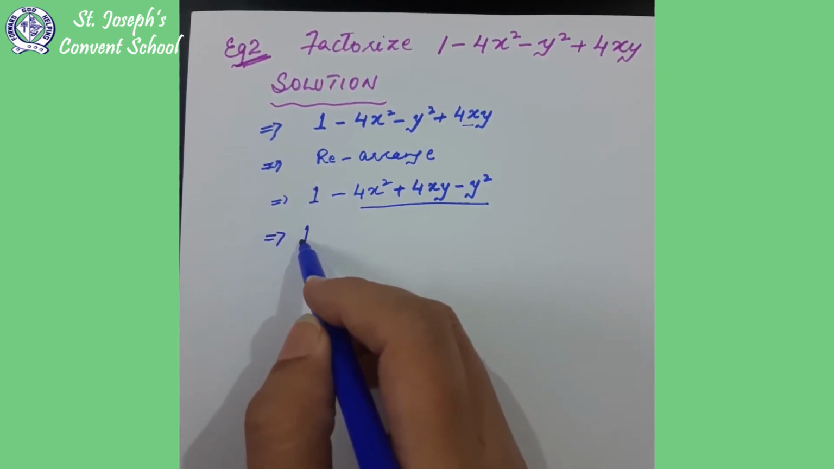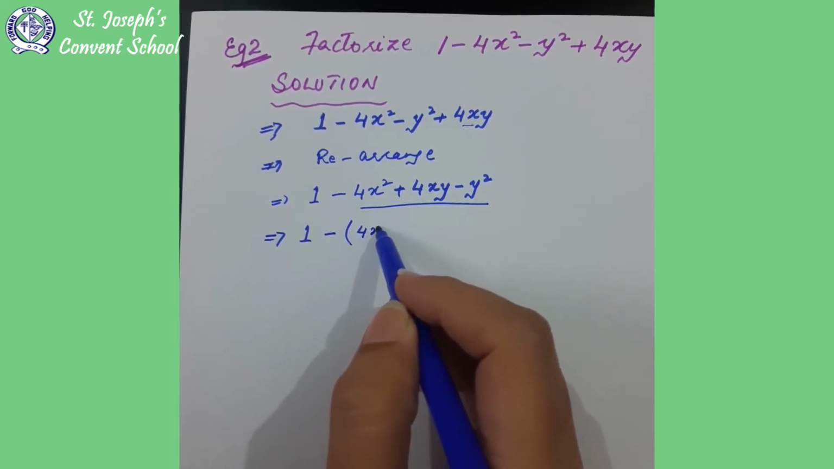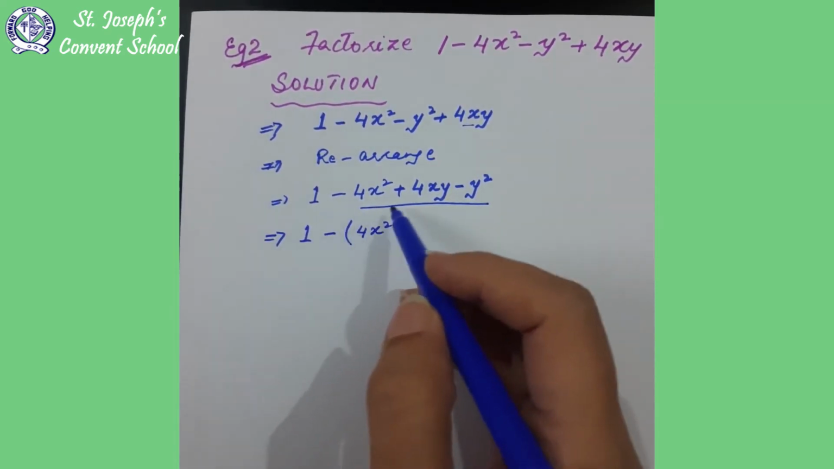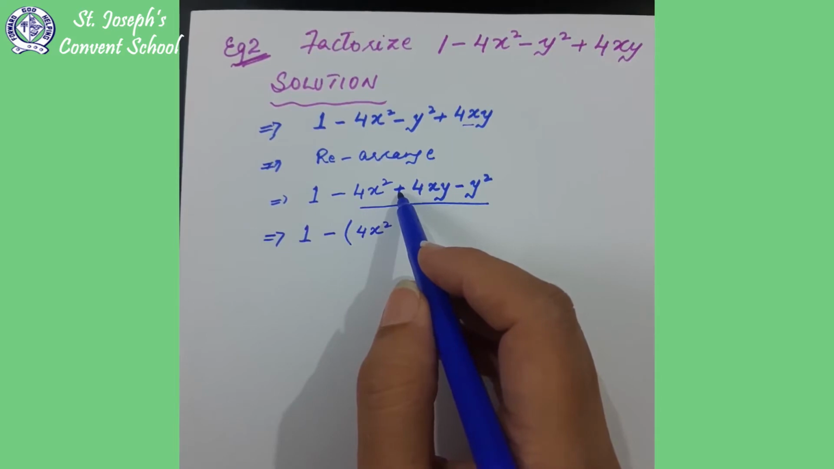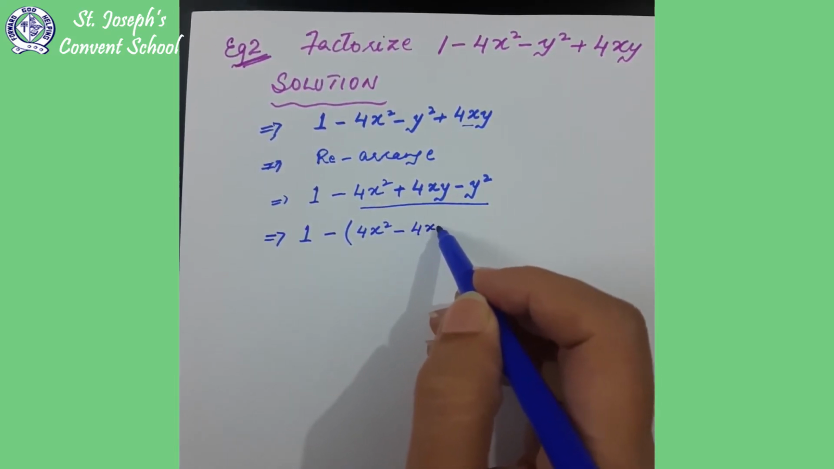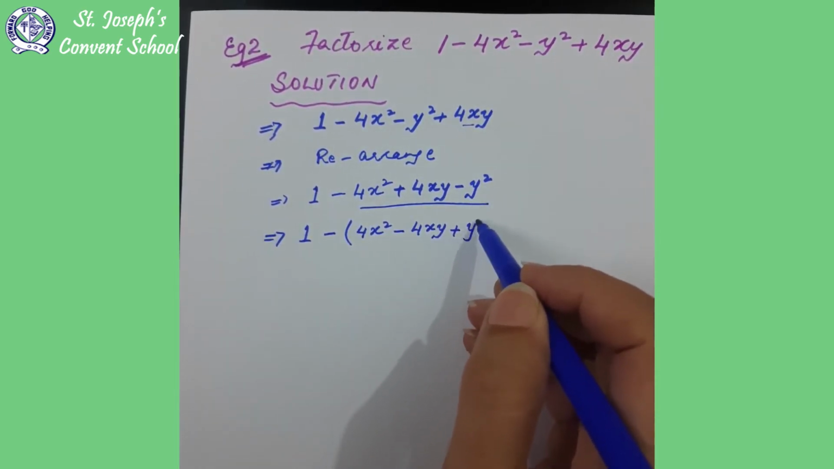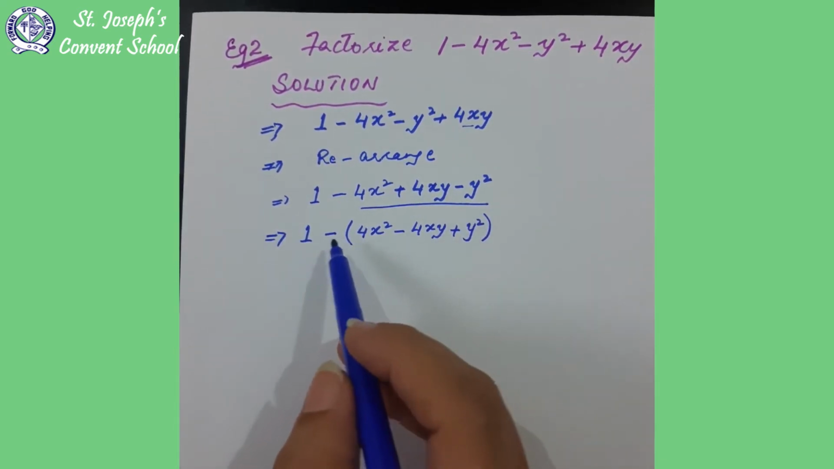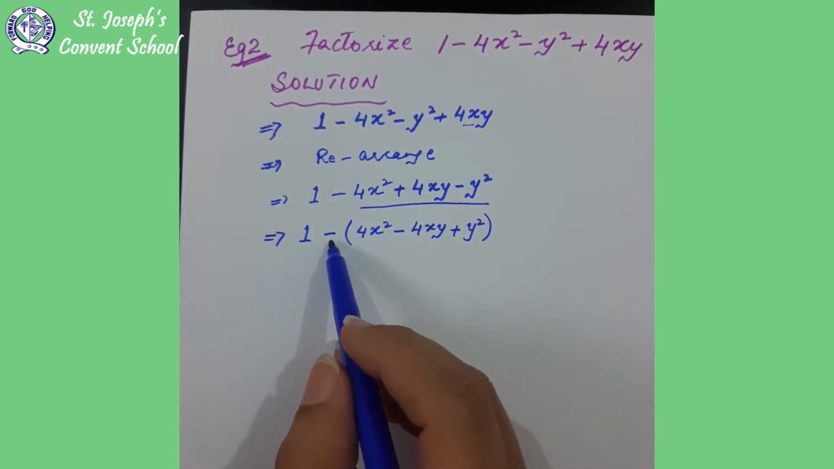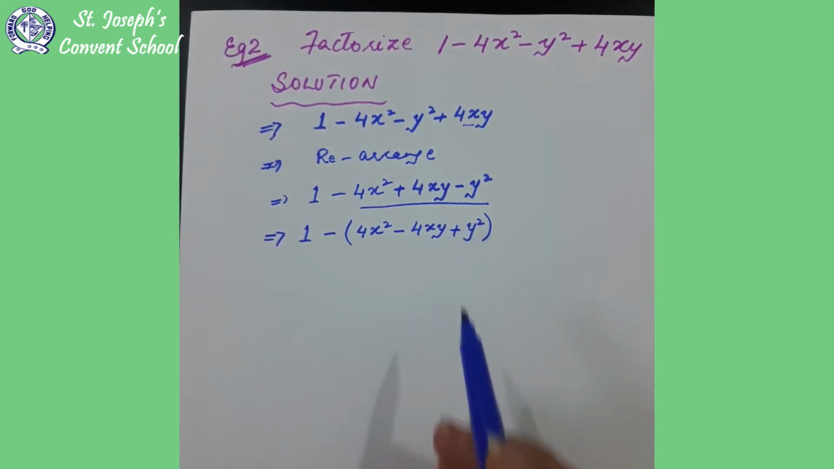So 1 minus, with the minus sign common, we will write in the bracket 4x square. Since the minus sign is common, inside the bracket you will write the opposite sign, plus will change into minus 4xy, and this will also change into plus y square. Okay, so we have taken the minus sign common. Why? To make the first term positive and the last term positive.